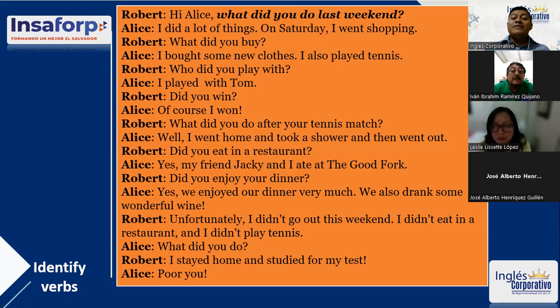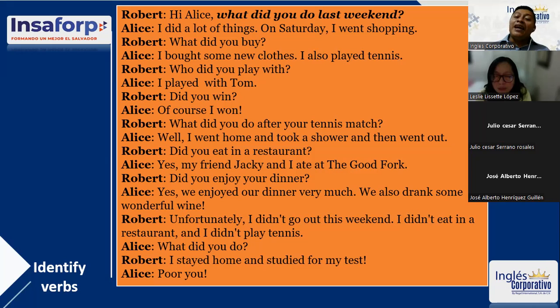Tomó un baño antes de ir. Okay. She took a shower and then went out. Y después salió, ¿verdad? Where did she eat? ¿Dónde comió? She ate at a restaurant. ¿Cómo se llamaba el restaurante? What is the name of the restaurant? The Good Fork. Excellent.